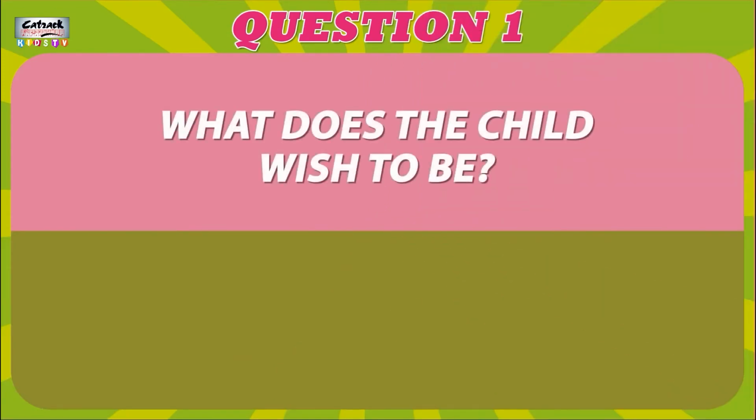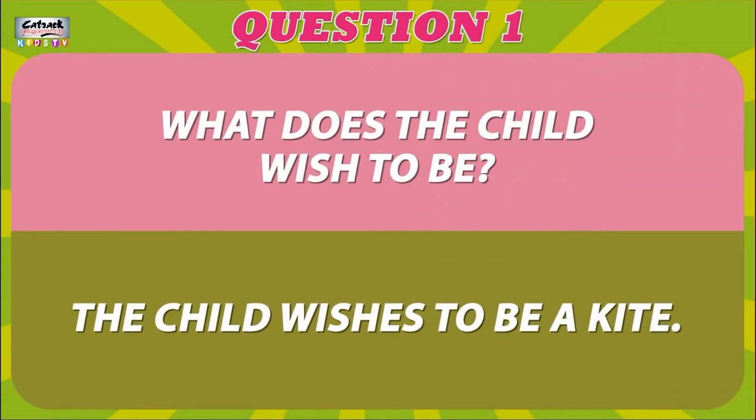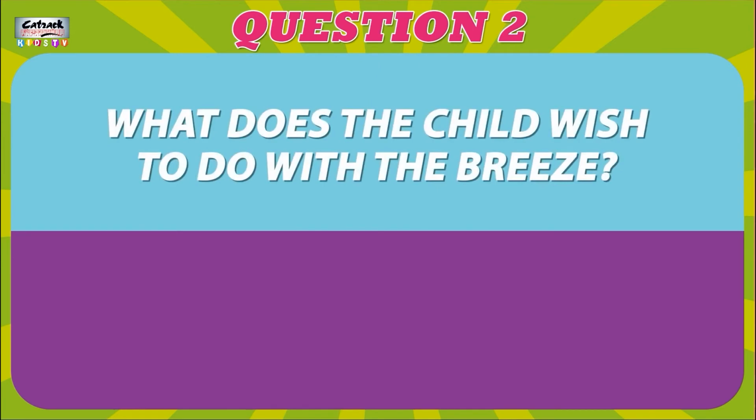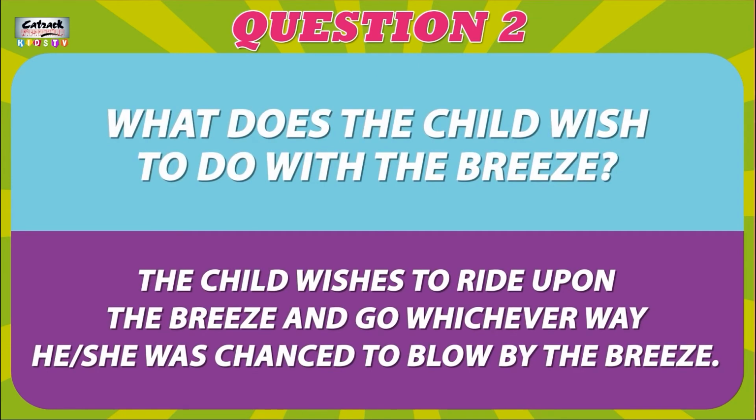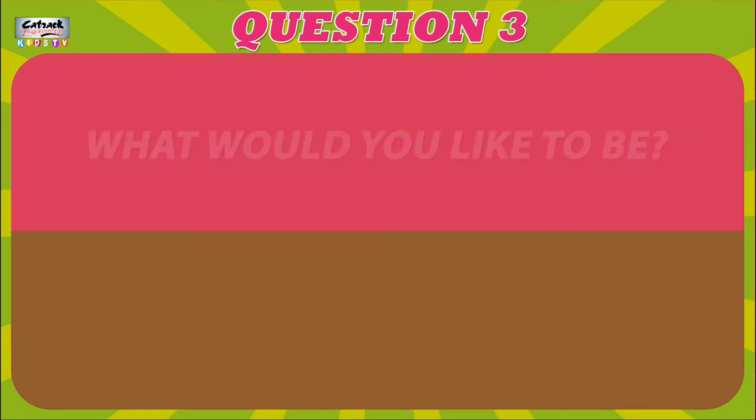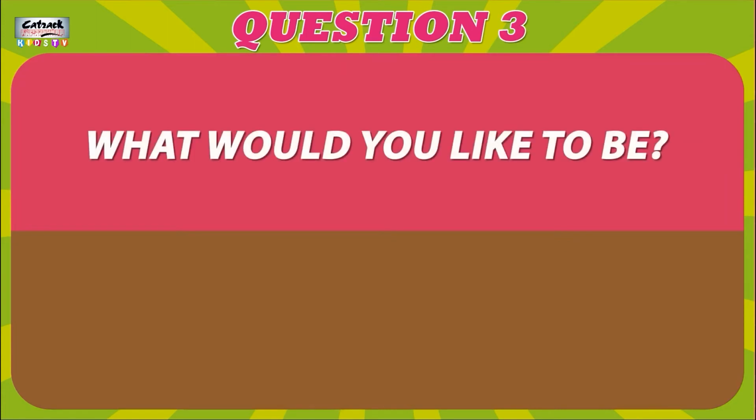Question 1. What does the child wish to be? Answer. The child wishes to be a kite. Question 2. What does the child wish to do with the breeze? Answer. The child wishes to ride upon the breeze and go whichever way she was chanced to blow by the breeze.